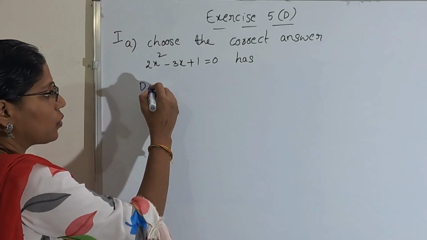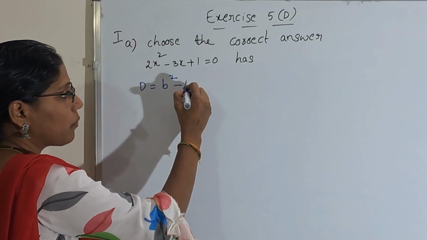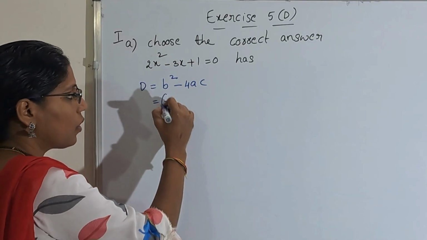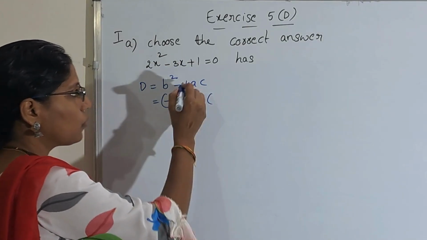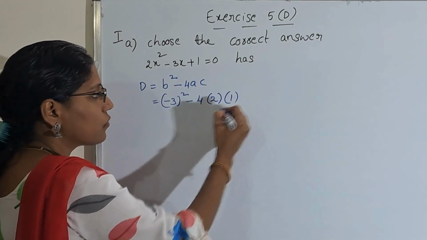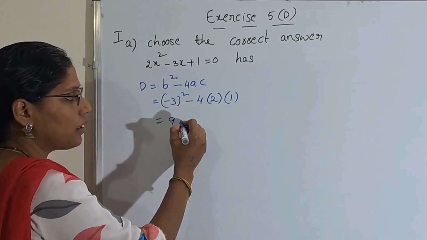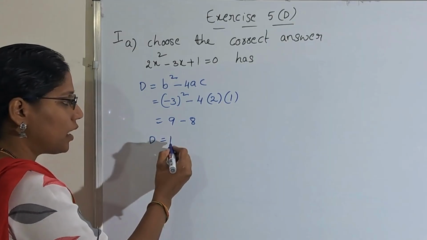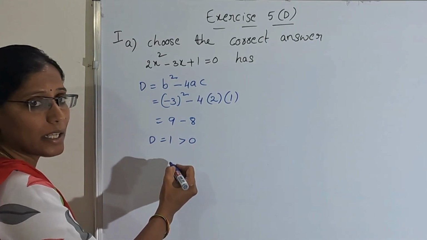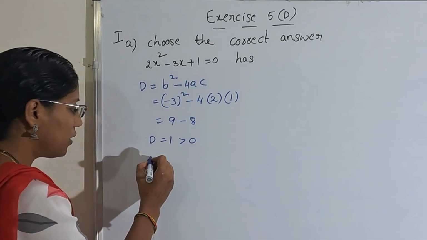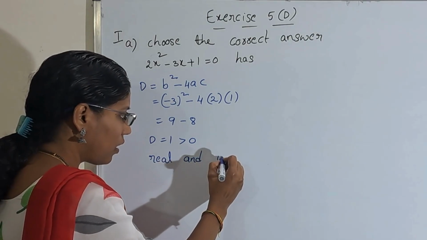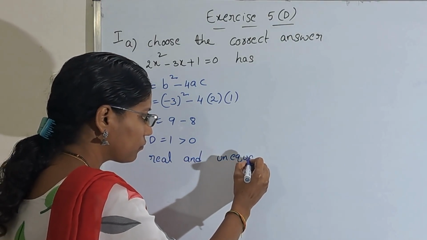Here D is equal to what? The discriminant is b square minus 4ac. What is the b value here? Minus 3 whole square, minus 4 into a value is 2, c value is 1. Here 3 3s are 9, minus 4 2s are 8. 9 minus 8 is 1. Here D is greater than 0. D greater than 0 means the roots are real and unequal roots, or distinct roots.